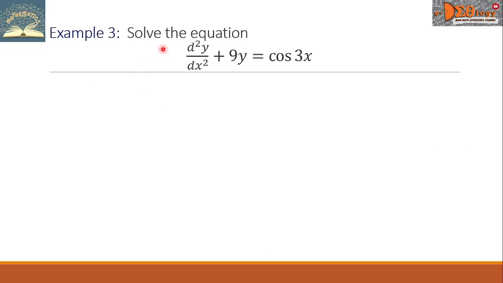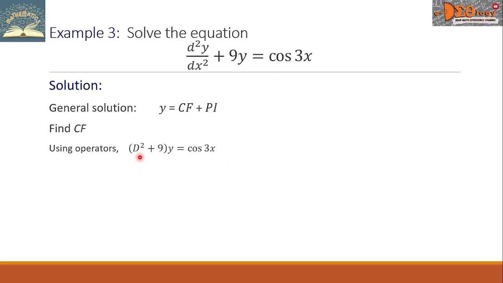Example 3. Solve the equation second derivative of y with respect to x plus 9y equals cosine 3x. The general solution, y equals CF plus PI. Let's begin finding the CF. Let us write the operators into D squared plus 9. The quantity is multiplied by y equals cosine 3x.